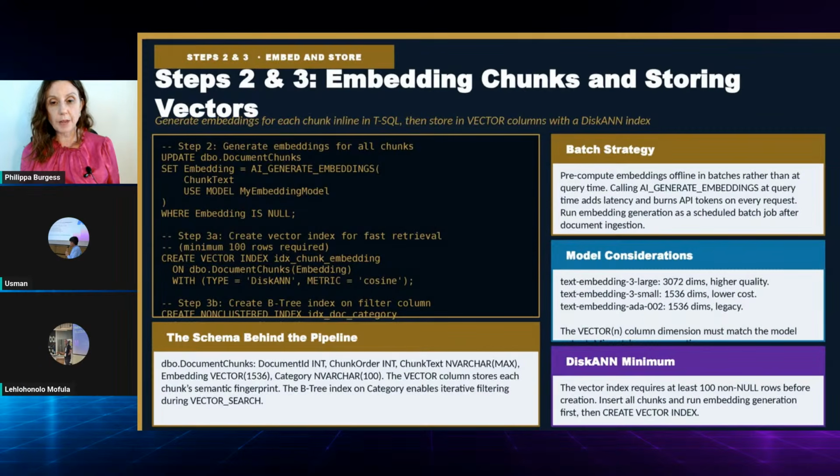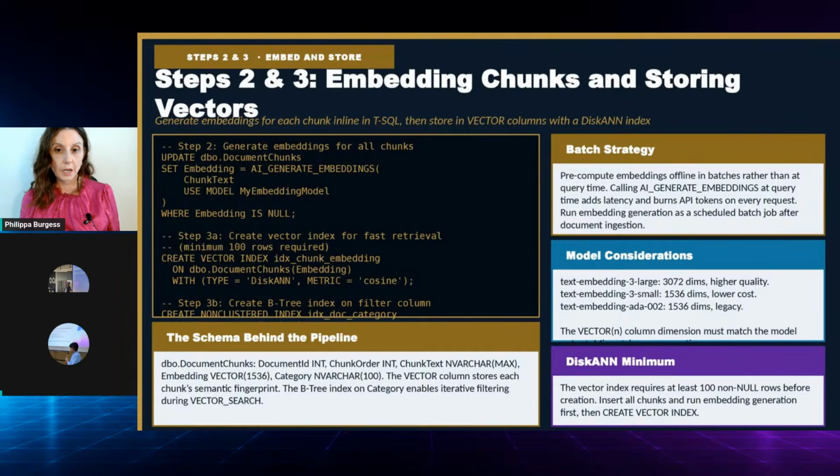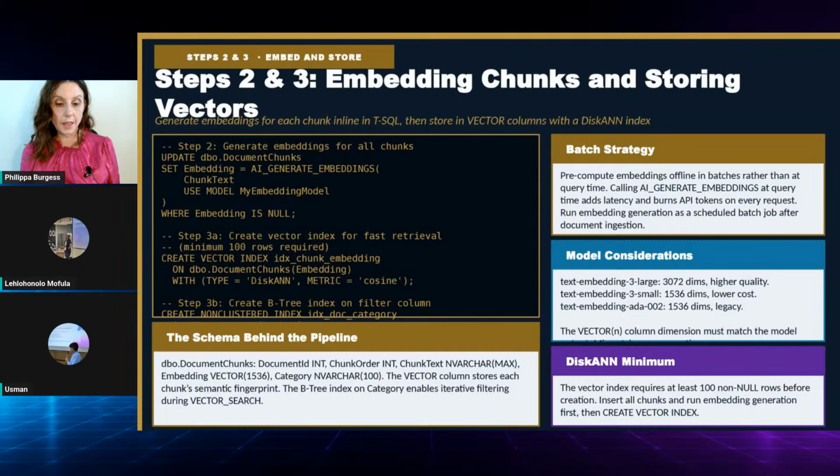So steps 2 and 3, embedding chunks and storing vectors. Generate embeddings for each chunk inline in T-SQL, then store the vector columns with a DiskANN index. With this, the schema behind the pipeline is dbo.DocumentChunks: document_id int, chunk_order int, chunk_text nvarchar(max), embedding vector(1536). And then the B-tree index on category enables iterative filtering during a vector search.